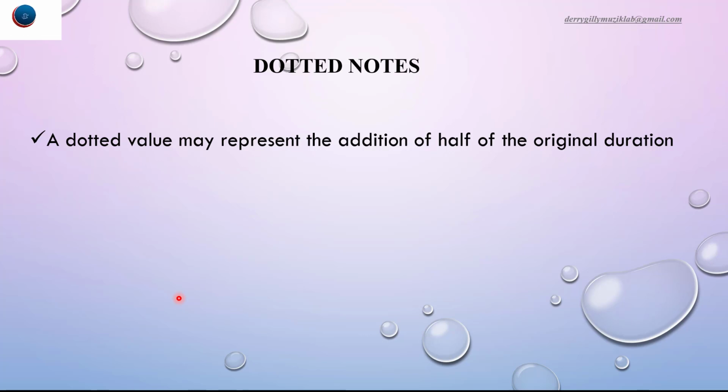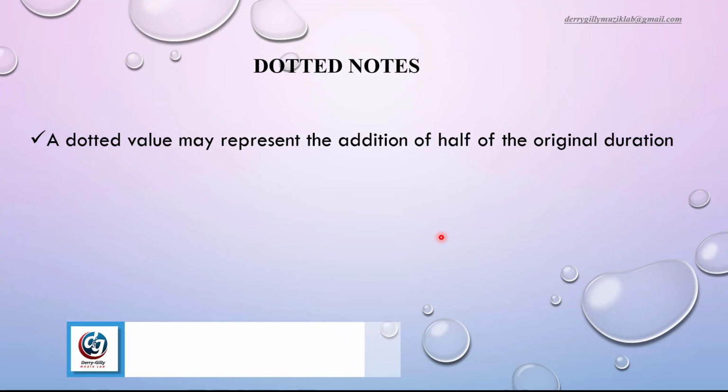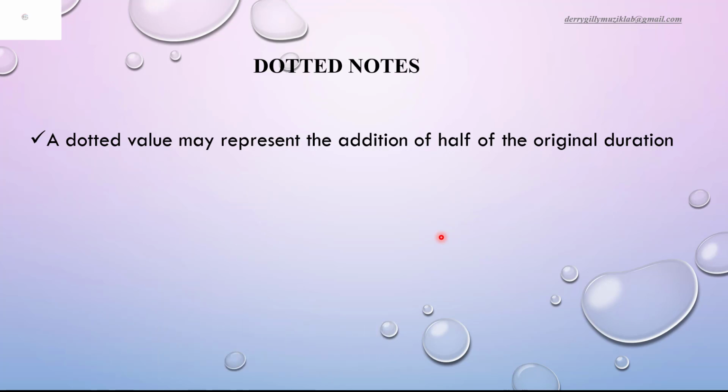Okay, but before that, we are saying that a dotted value may represent the addition of half of the original duration. It means that when I have a semibreve and I add a dot to it, half of the semibreve is what? It is 2. So 2 plus 4 becomes 6. So if I am to play it, I'll count 6 times. So I play a dotted semibreve and I'll get 1, 2, 3, 4, 5, 6. Before the next one, 1, 2, 3, 4, 5, 6.